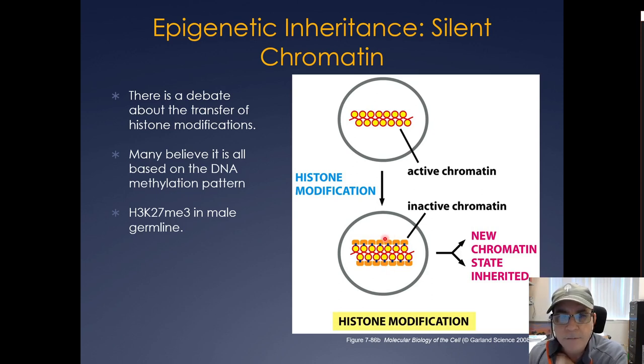And I'm sort of on the fence about it. Many believe that it's all based on DNA methylation, and there are arguments against it, as we'll see in the next slide. There have been reports where I've seen that H3K27 methylation can actually be inherited through the male germline, so you can have transgenerational epigenetic inheritance, and there's some pretty good evidence for that.